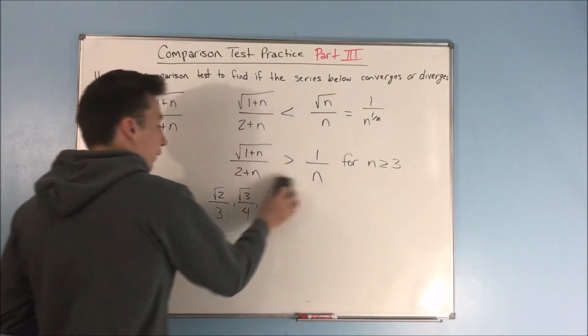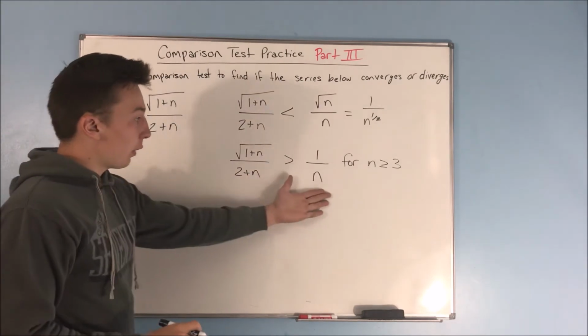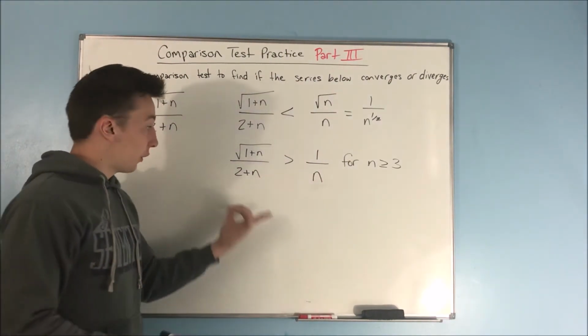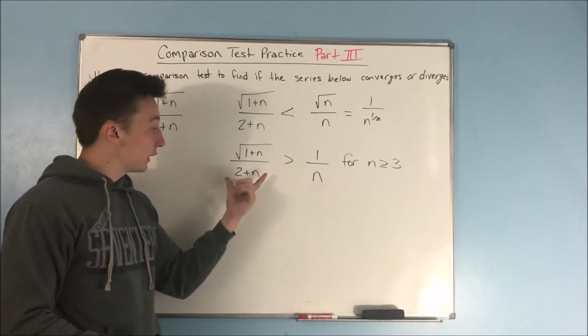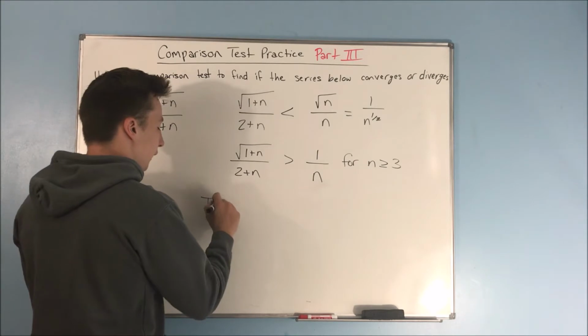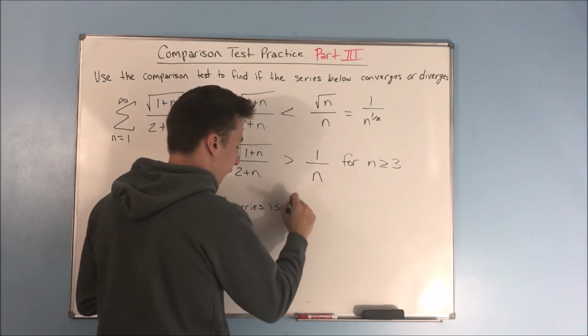Now, when we use our comparison test, we know that the harmonic series, what we just compared to, diverges. So if this is greater than this, then this is going to diverge as well. So now you can say that the series is divergent by the comparison test.